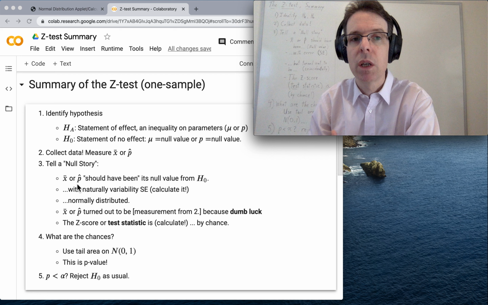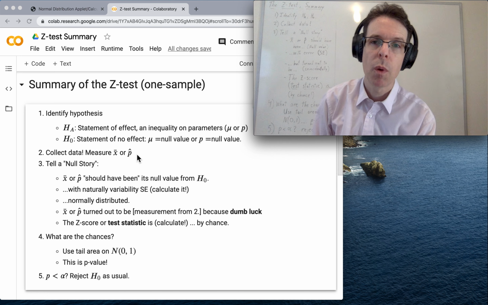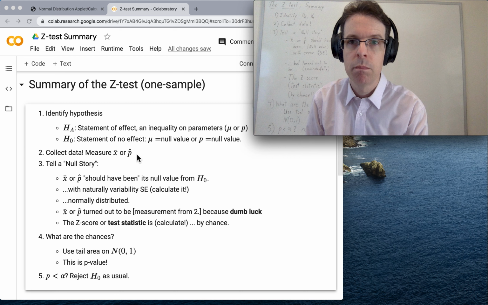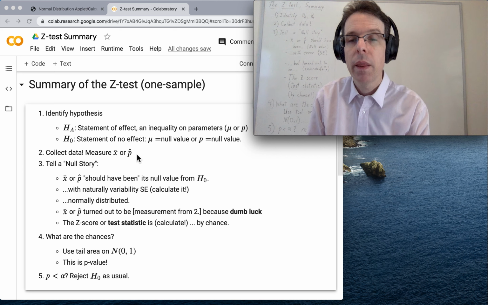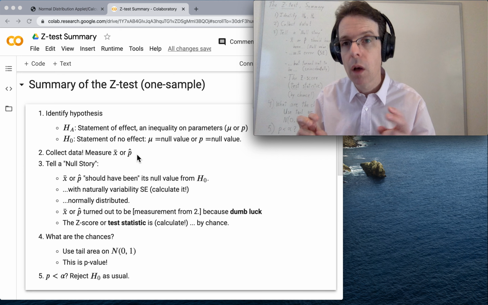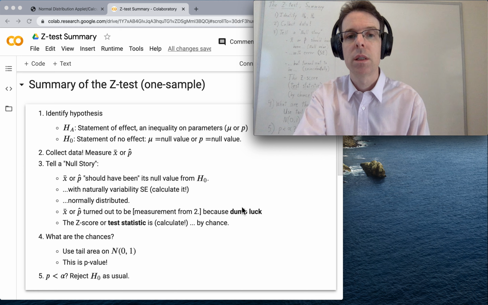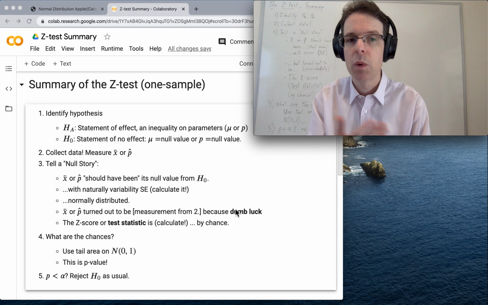But we also know, because we actually performed the experiment here in part 2, that x bar and p hat turned out to be some certain value. It turned out to be whatever it was. And that value is probably different from the null expectation. And so in the null story, we explain this as the consequence of simple dumb luck. We simply say, well, it was naturally going to be variable, and it varied that much. That's how much it varied.